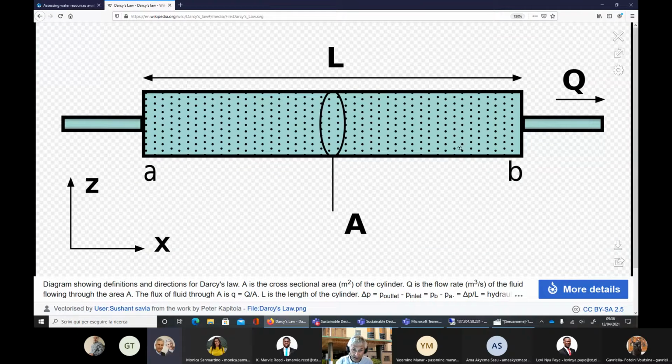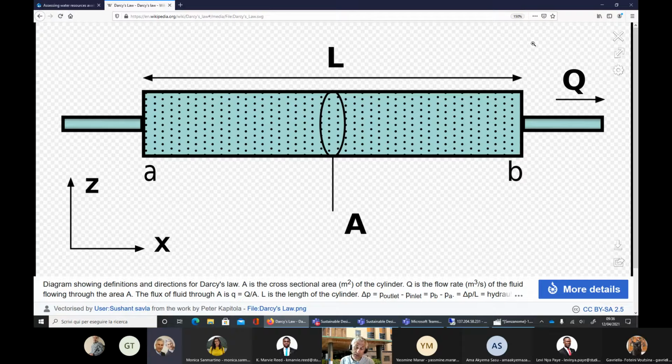And in this pipe, you see the dots, there is a porous media. And Darcy just let water flow through this pipe, okay? So water was entering from the left, from the small pipe on the left, and water was outflowing from the right. You see that there is the symbol Q.